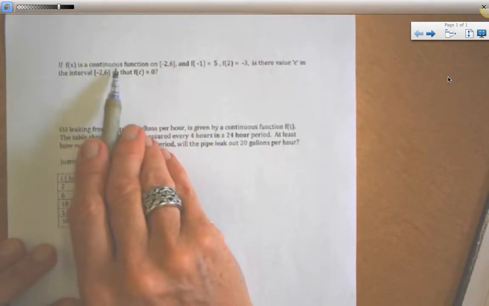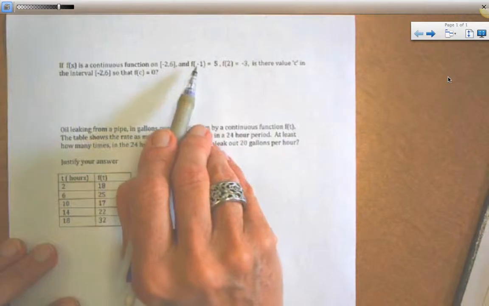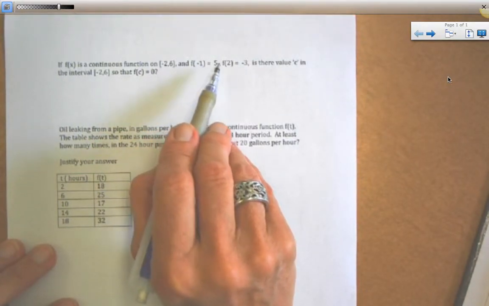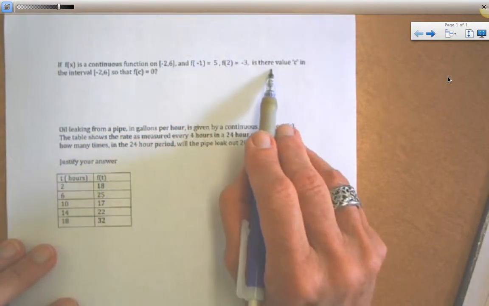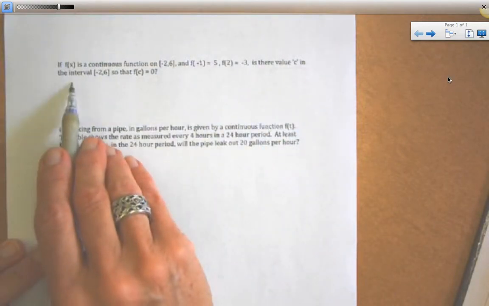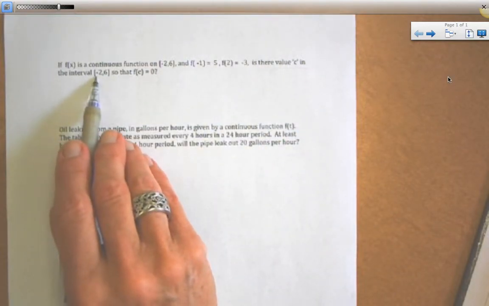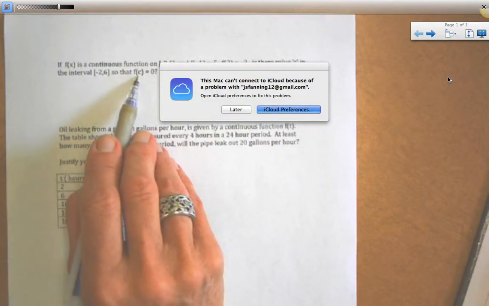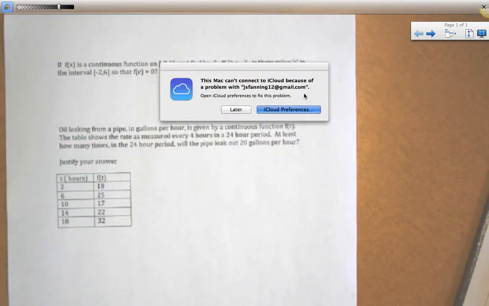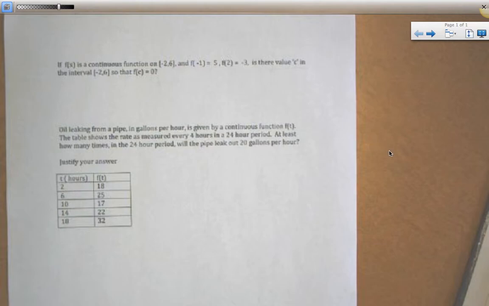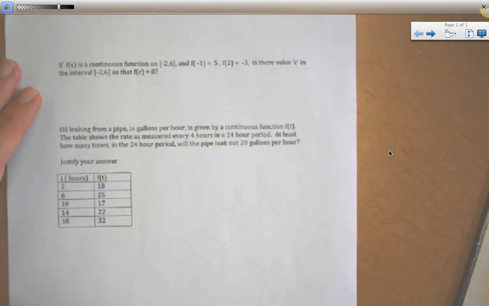If f of x is continuous from -2 to 6 and f of -1 is equal to 5, f of 2 is -3, is there a value c in the interval from -2 to 6 such that f of c is equal to 0? It didn't ask me what the value of c was. It just said, can there be a place so that when I plug c in for this particular function, I can get 0. All right, well, first of all, is it continuous?